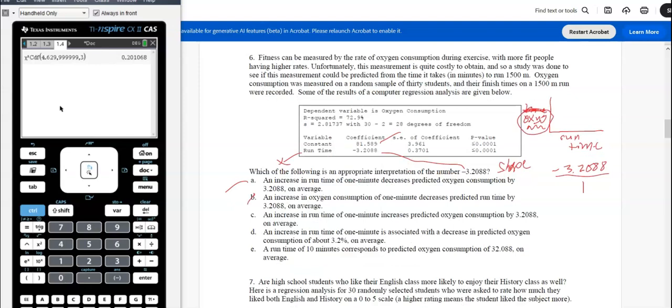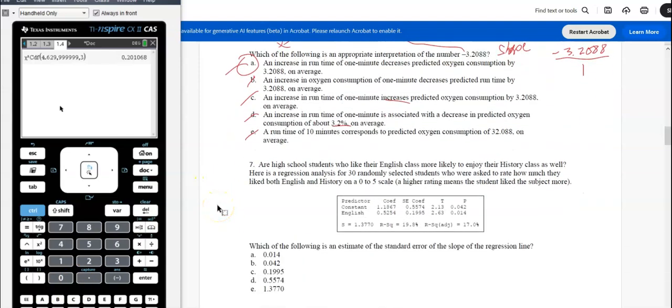An increase in runtime by 1 minute increases, no, it doesn't increase, it decreases, it's negative slope. One associated with a decrease in predicted oxygen by 3.2%. I don't think that's a percentage there, no. Runtime of 10 minutes corresponds to predicted oxygen consumption of 32.088. I don't think that makes sense, it's got to be A. That was the one I was leaning towards to start with there.